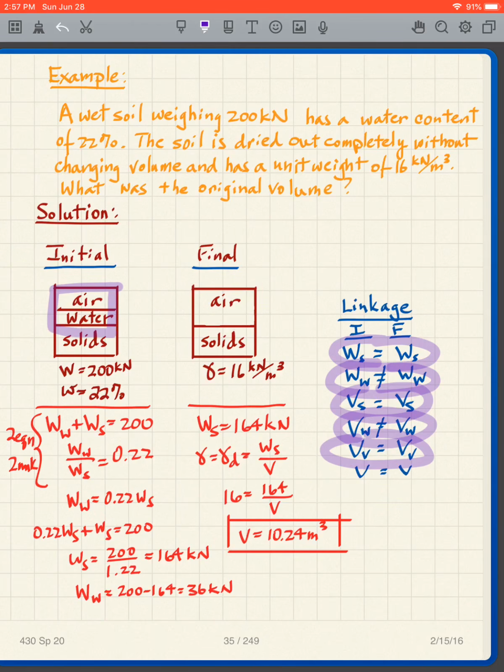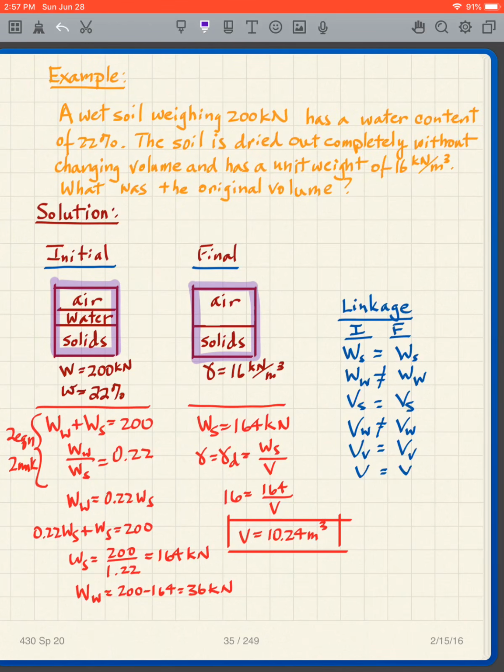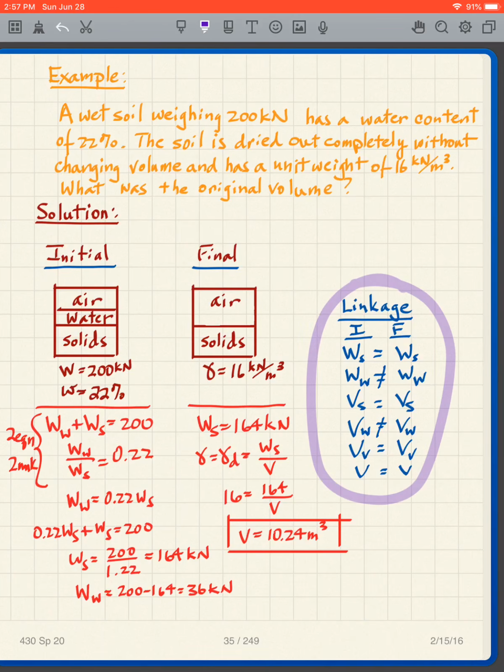Why do we know that? Because we drew the total box the same. Okay, so the whole purpose of drawing the picture and drawing this linkage out is to get you to think about this problem and to get an image in your mind of what this is about, and then it's going to help you solve this problem.